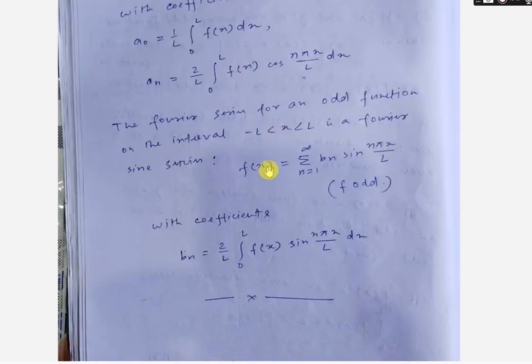And if the function is odd, then only the sine term will remain, the cos term will be 0, and also the constant term will be equal to 0. So the only remaining term will be summation 1 to infinity b n sine n pi x by L.